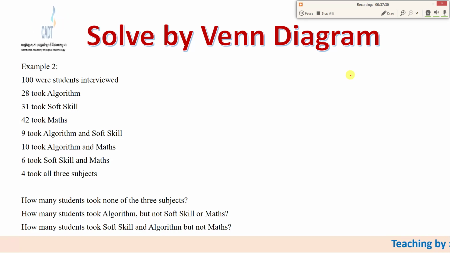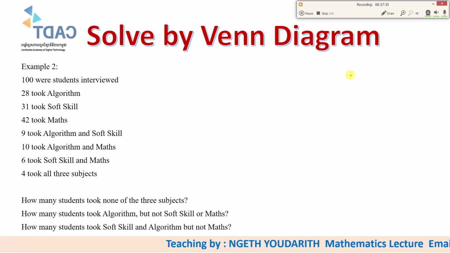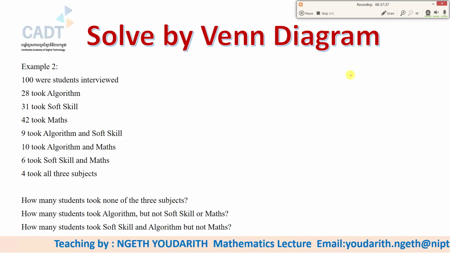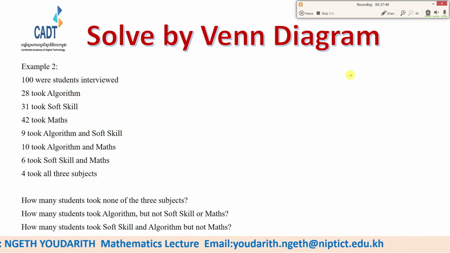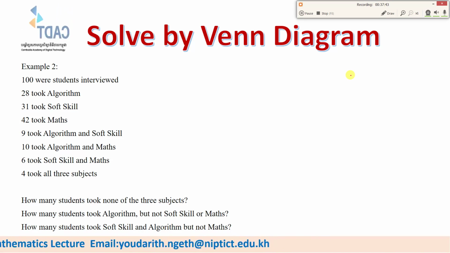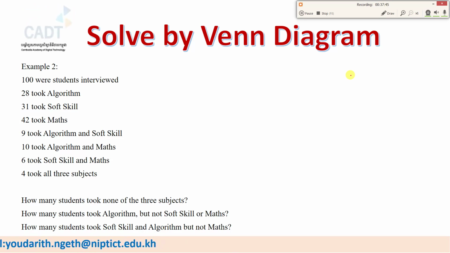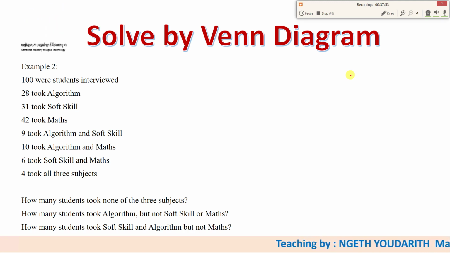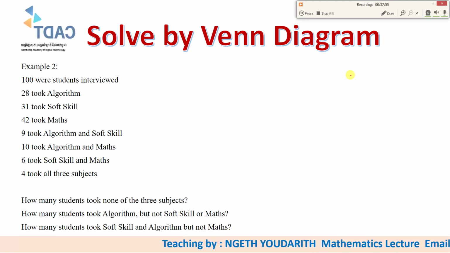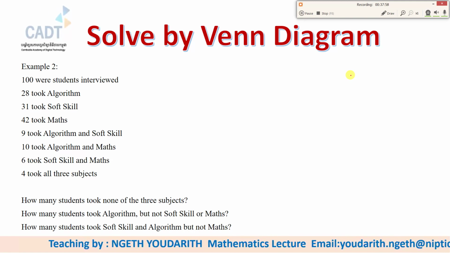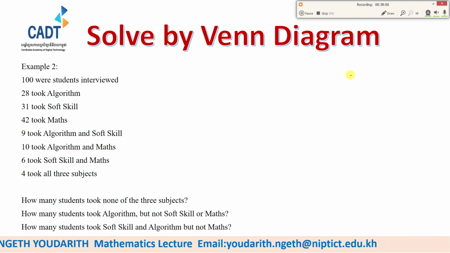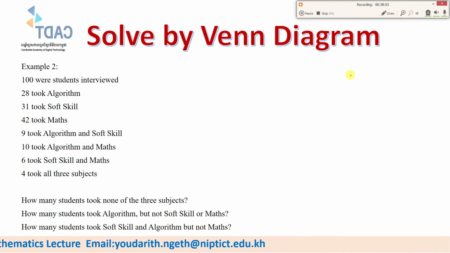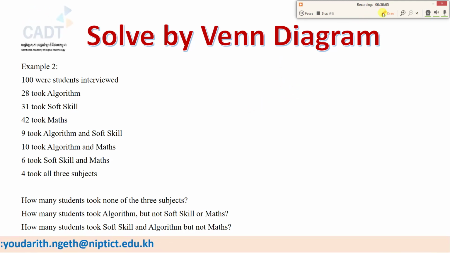Example 2. 100 students were interviewed. 28 took algorithm. 31 took soft skill. 42 took math. 9 took algorithm and soft skill. 10 took algorithm and math. And 6 took soft skill and math. And 4 took all 3 subjects. So if you want to solve this, you should draw the diagram like the first one.